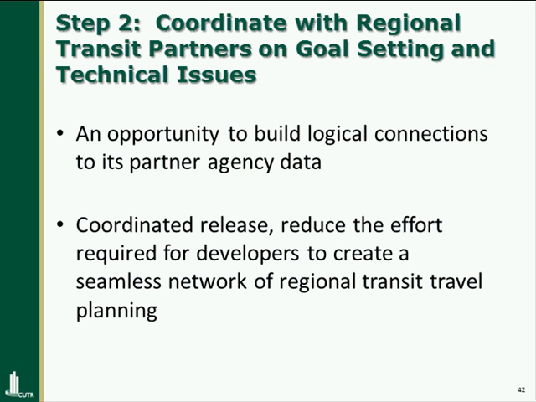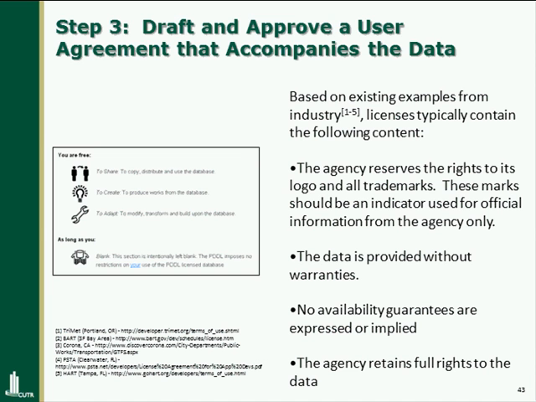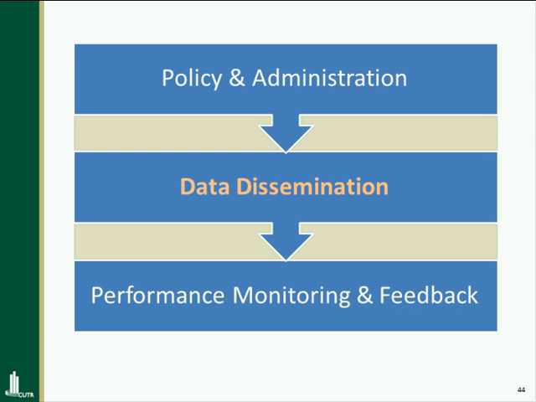We also suggested coordinating with the regional transit providers, so Lynx and Votran for the SunRail particular application, and to try to coordinate the release of their data and the effort of reaching out to developers so there was more of a regional consistency. And third, to draft and approve a user agreement based on existing examples. And again, we have some URLs down at the bottom here that you can visit, and some common things that are provided in these types of agreements.